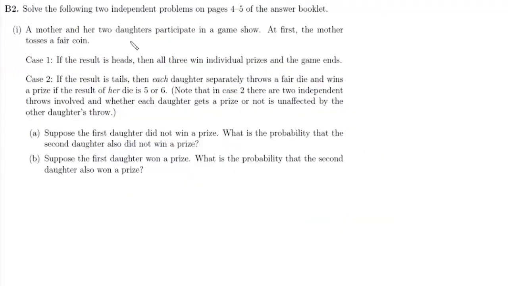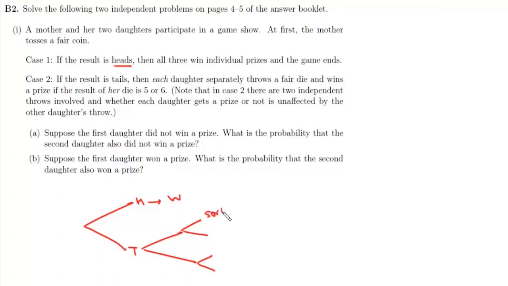Now here the question is, a mother and her 2 daughters participate in a game show. At first, the mother tosses a fair coin. If the result is heads, then all 3 win individual prizes and the game ends. And if the result is tails, then each daughter separately throws a fair die and wins a prize if the result of the die is 5 or 6. So first, the mother tosses a coin, and if she gets heads, then all of them win. And if it is tails, then both daughters roll a die, and if they get 5 or 6, they win, else they lose.